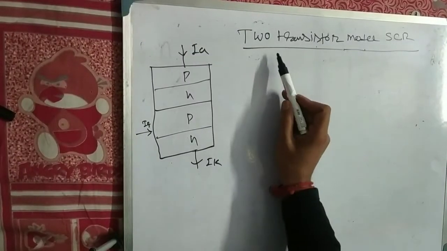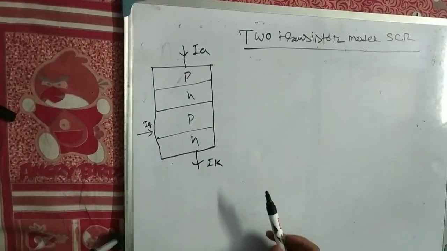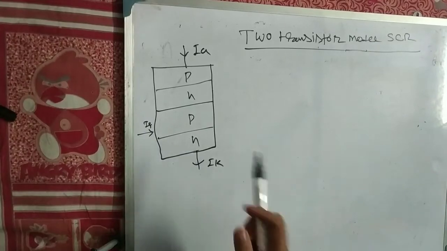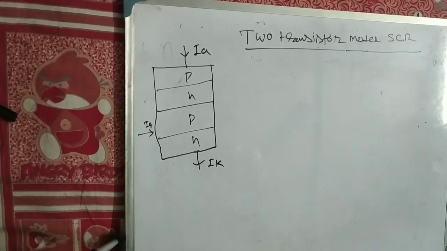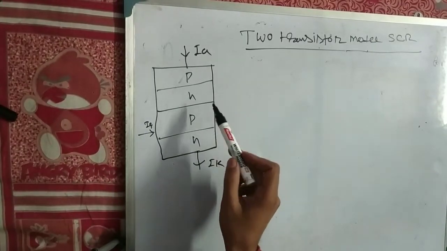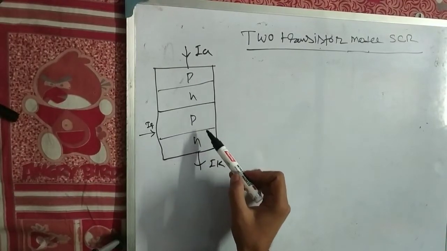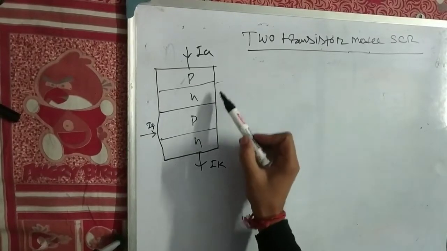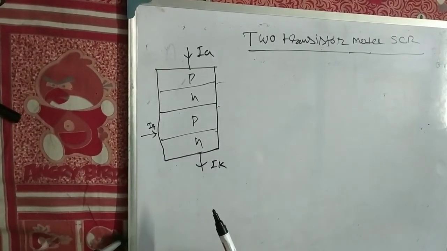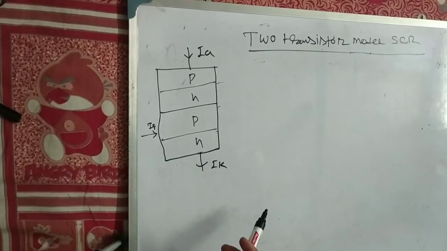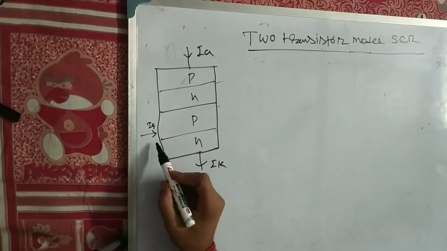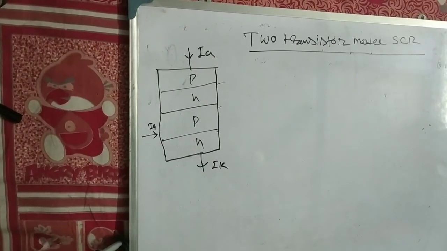Today we will discuss the two transistor model of SCR. In the previous video we studied the turn on process of SCR. We have also studied that SCR has 4 layers, PNPN, and 3 junctions J1, J2, J3. And we have studied forward blocking mode, reverse blocking mode, and lastly we considered that the gate current is required to turn on the SCR.